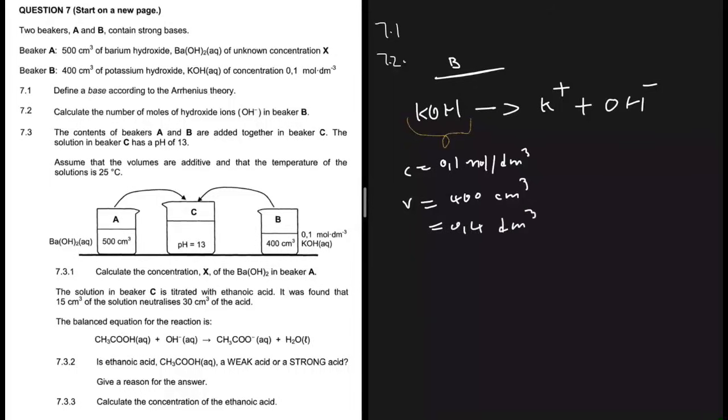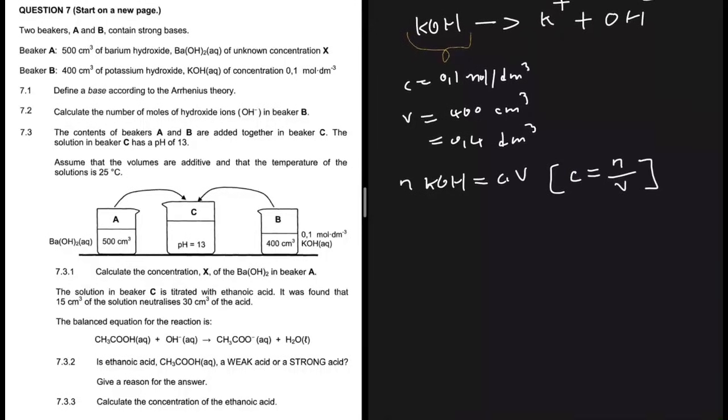Now we can find the moles of KOH and then use that to find the moles of OH using the balancing coefficients. N of KOH is equal to C multiplied by V, because we know that the concentration is equal to the number of moles divided by the volume. So N of KOH will be equal to, what is the concentration? 0.1 mole per decimeter cube. And what's the volume?